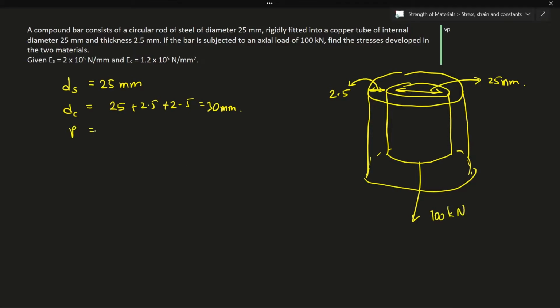So P is given as 100 into 10 to the power of 3. Find the stresses developed in the two materials. I'll have to calculate sigma S and I also have to calculate sigma C. Now let me calculate the areas individually.